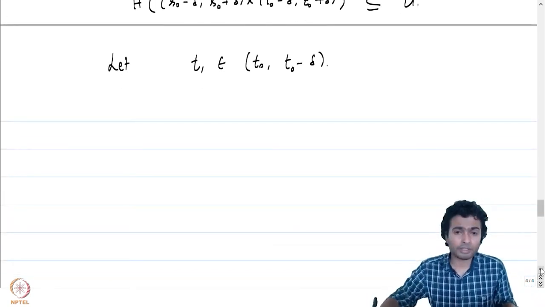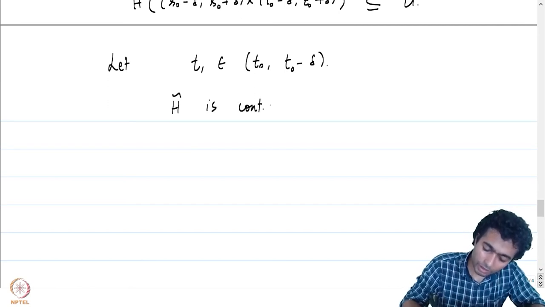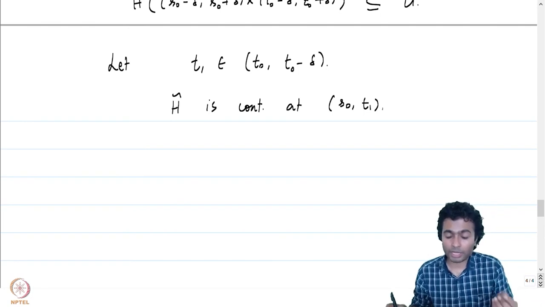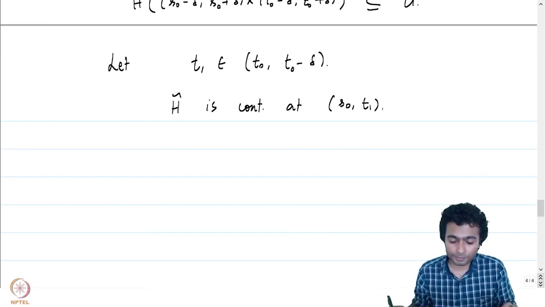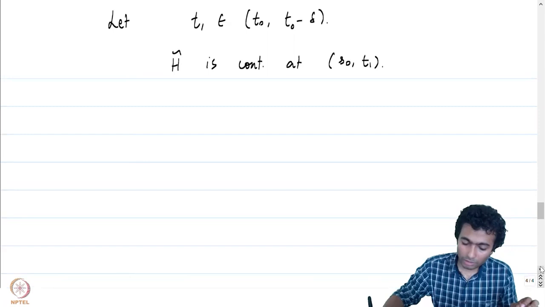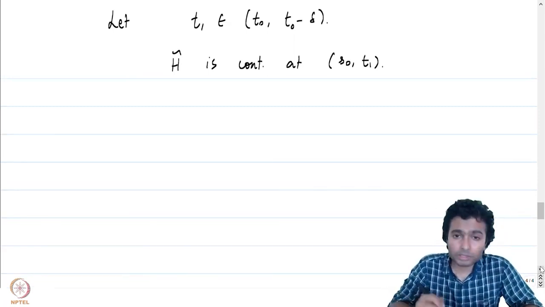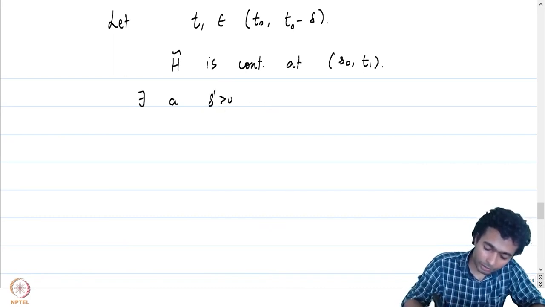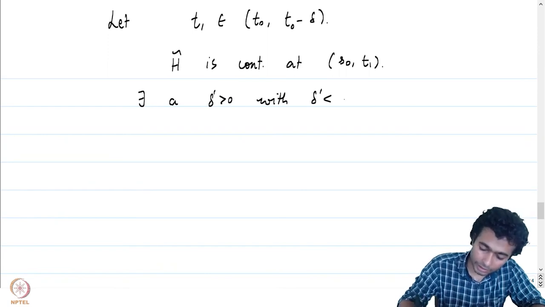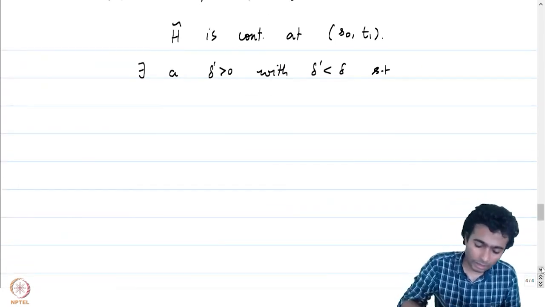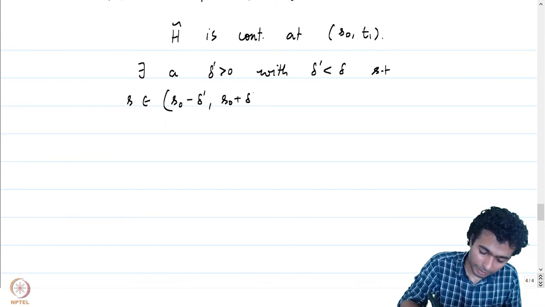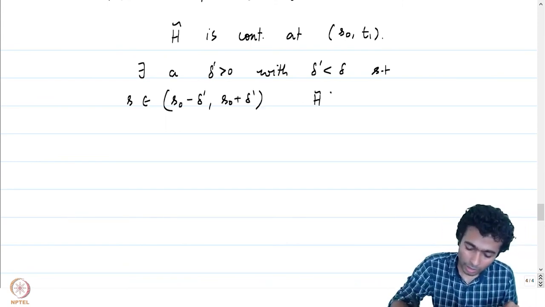The good thing about t1 is that h tilde is continuous at (s naught, t1). Recall that t naught was the smallest point where h tilde of s, t turned out to be discontinuous, so any point less than that is continuous. Let us focus on the point (s naught, t1), and because it is continuous, there exists a delta prime positive, with delta prime less than delta, such that for s in (s naught minus delta prime, s naught plus delta prime), h tilde of s, t1 belongs to V.